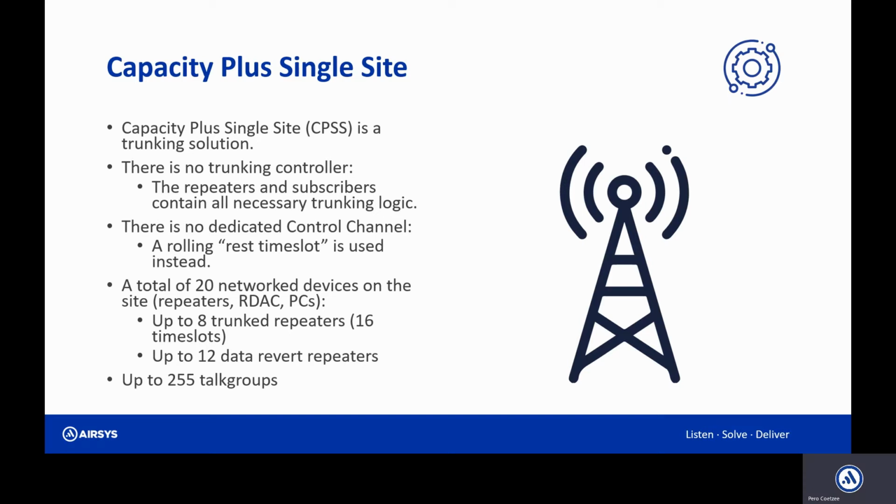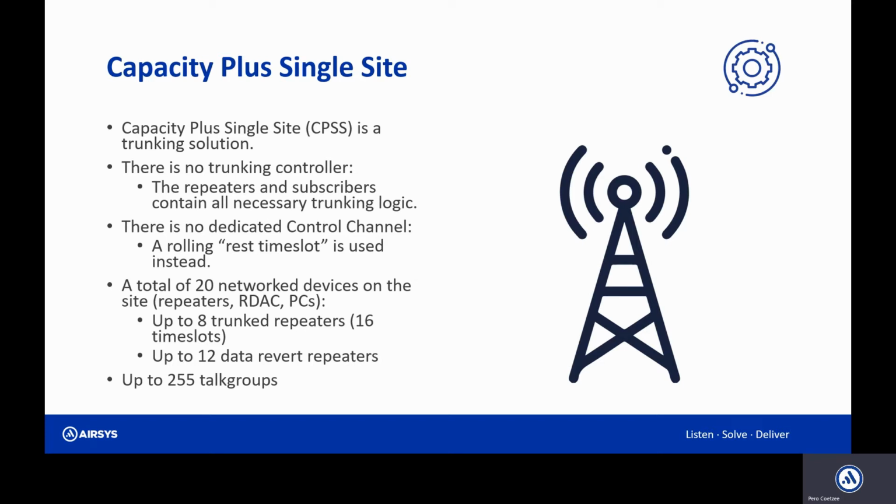So what is Capacity Plus single site? Capacity Plus single site is a tier 2 trunking solution. And by tier 2, I mean it's a simple trunking solution without any central intelligence. There's no trunking controller, there's no control channel, and all of the trunking logic is contained in the repeaters and the subscriber radios. And since there's no control channel, the system uses a rest time slot or rest channel instead.